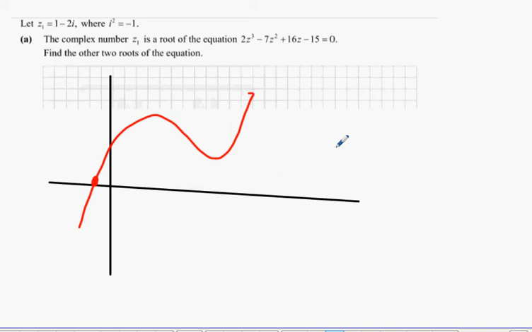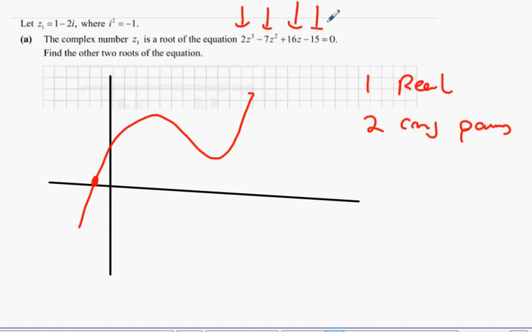How do I know they're going to be conjugate pairs? One real, two conjugate. And will you tell me why? All the numbers are what, guys? Real. If they're all real, you either have 3 real roots or 1 real and 2 conjugate roots. This question is in the complex numbers part of the course, so what's your guess on what roots we're going to be getting? Complex, right?